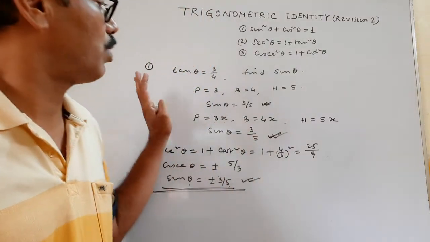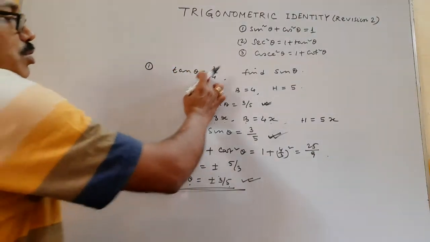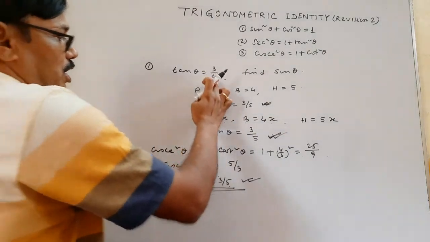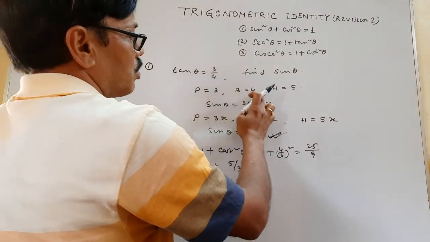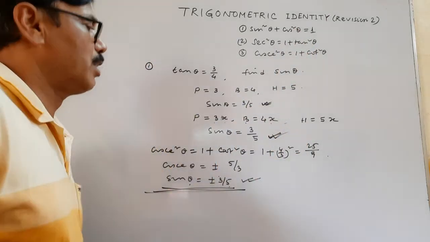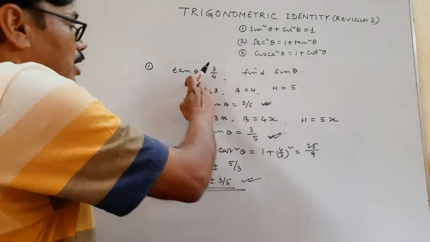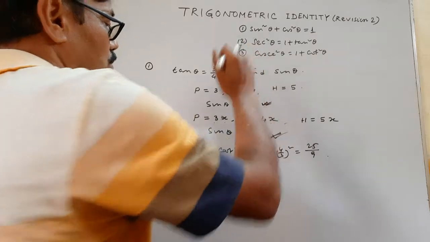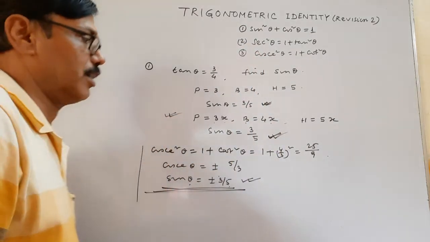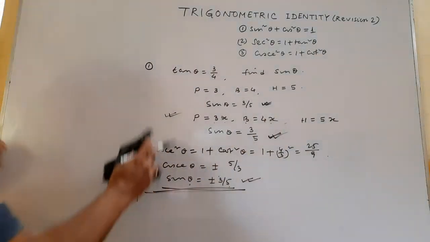So this is the simplest problem. So listen, you know it. Tan theta equals 3 by 4, find sine theta. We do not use this process: P equals 3, B equals 4, hypotenuse equals 5. So sine theta equals 3 by 5. You can write directly sine theta equals 3 by 5, no harm. But you should not write P equals 3, B equals 4. You may use this method or use identity. So this is the basic one.